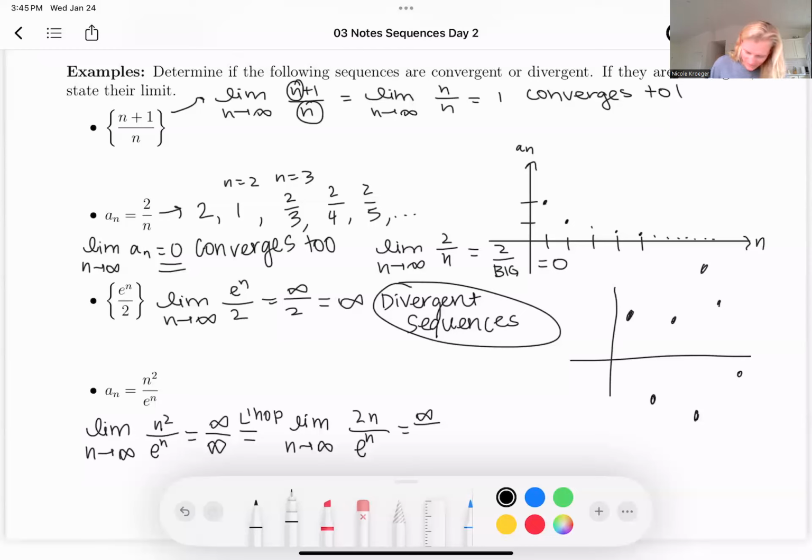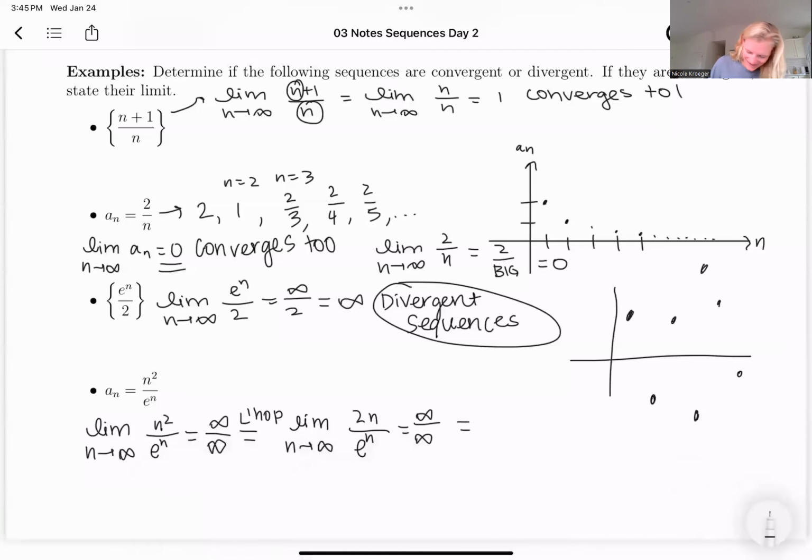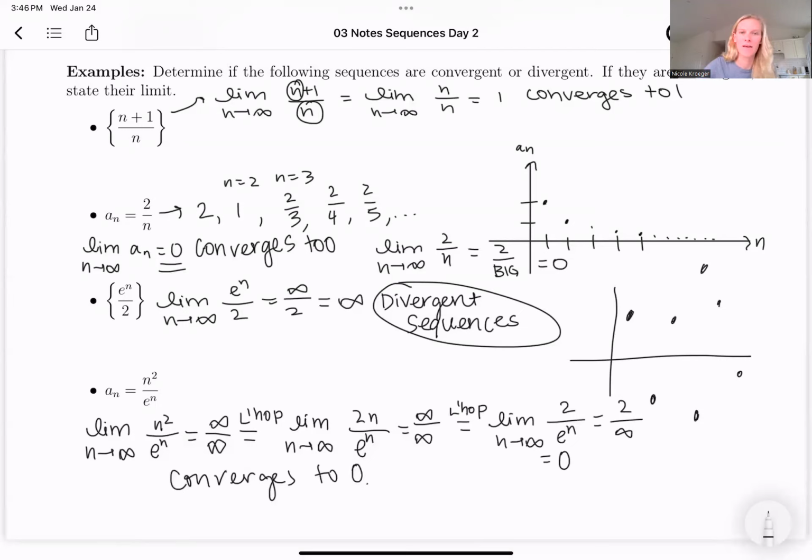Now we plug infinity in, we get infinity over infinity again, which means we need L'Hopital's rule again. If you remember from Calc 1, we can use L'Hopital's rule multiple times if we want. So now we're going to get 2 over e to the n. Finally, now we're going to get 2 over infinity. That's 2 over a big number, which is going to give us 0. So this last sequence converges to 0. This is a convergent sequence. So the terms of the sequence get closer and closer to 0 as n gets closer to infinity.